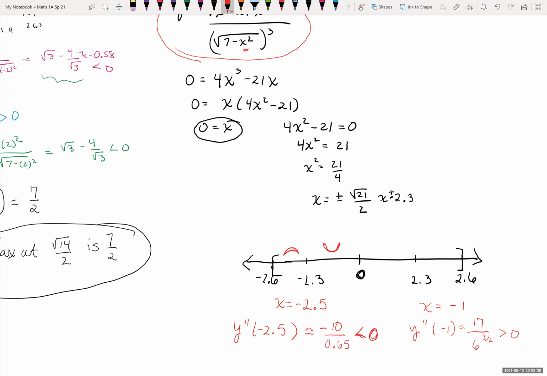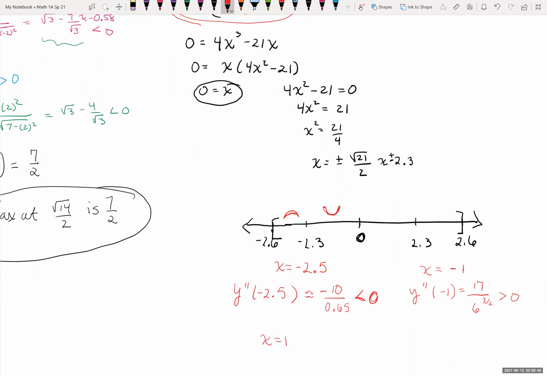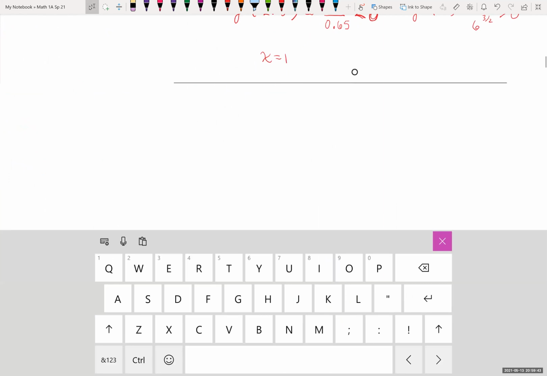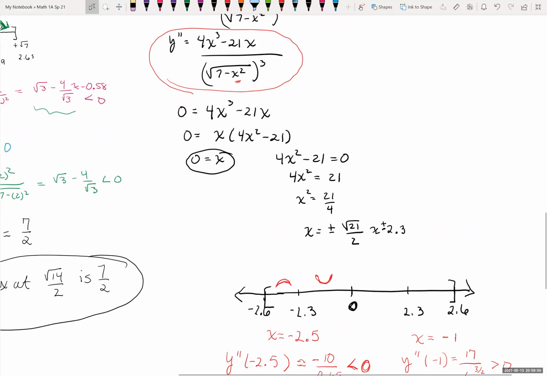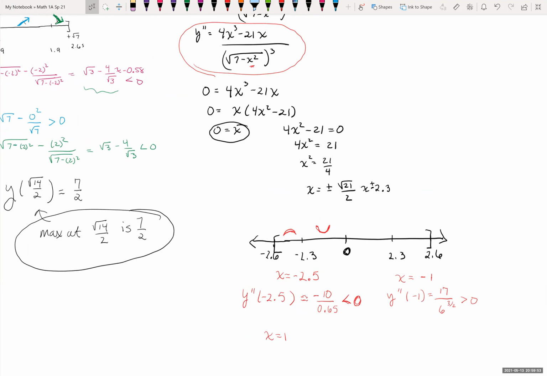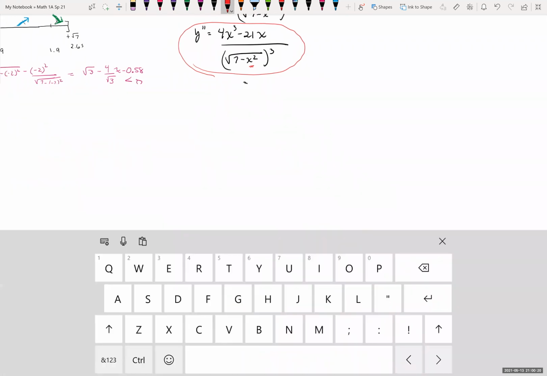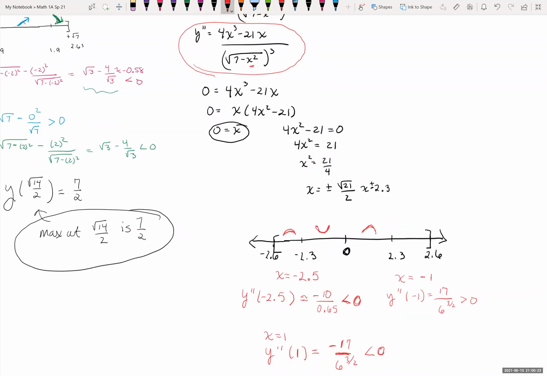If we plug in positive 1, we get 4 times positive 1 cubed. So that's 4 minus 21. That's negative 17, all over positive 6 to the 3/2. So this is less than 0, so it's concave down. Last one, something between positive 2.3 and 2.6.